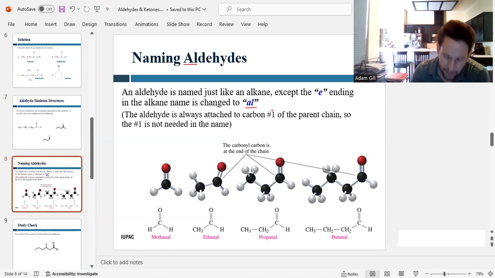AL is for aldehyde. Okay. So one carbon would be meth, so this would be methanal now. Two carbons, ethanal. Three carbons, propanal. Four carbons, butanal.